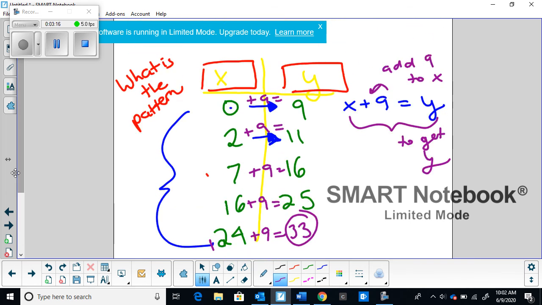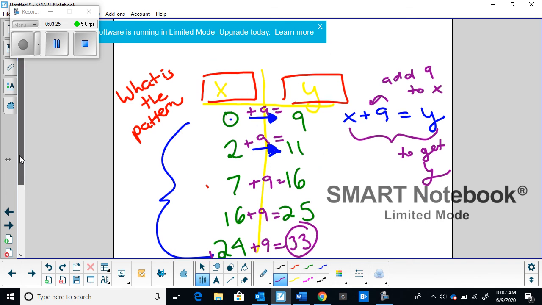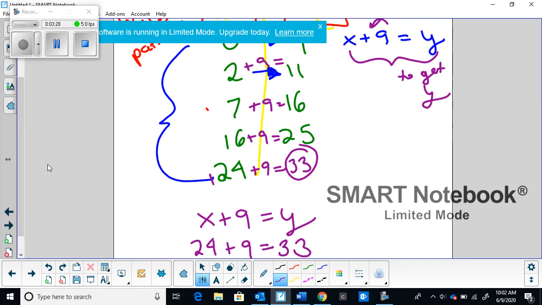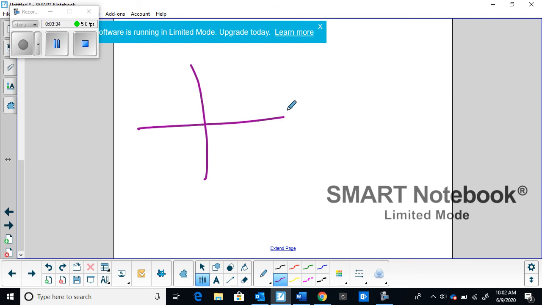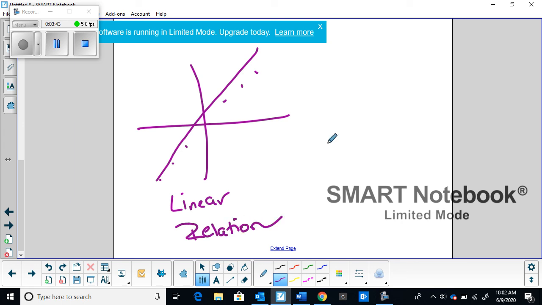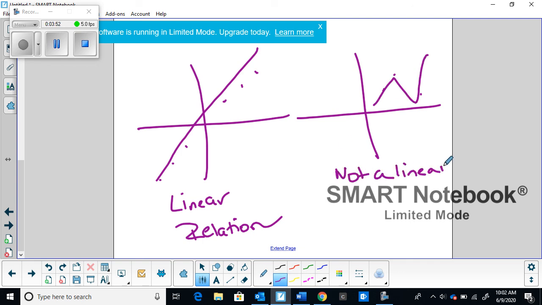Now the second step to using these table of values is to graph it. We would take all this data, we would put it on that coordinate grid from our first video, and we would see if it created a straight line. So if the coordinate grid looks like this, we have a straight line. That is a linear relation. But, for example, if we have our coordinate grid and we have this, that is not a linear relation. It is not linear, meaning line. It is not a straight line.